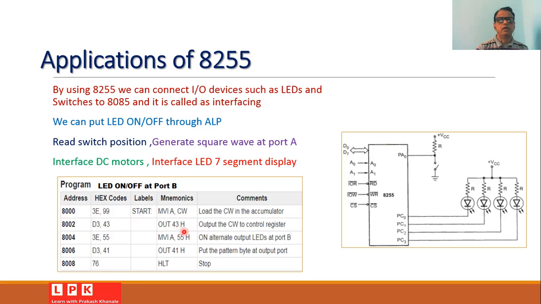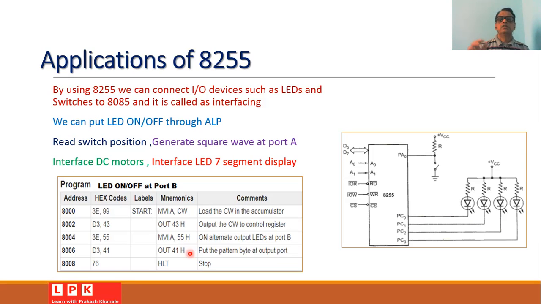and therefore we can make use of the instruction OUT 43. Next, we want to make alternate LEDs on and off, and therefore we will use the binary data 01010101, and therefore the hexadecimal number 55 will be moved into the accumulator, and this number will be made available at the output port B by using the instruction OUT 41H. So here we must remember that 41 is the address of our port B.